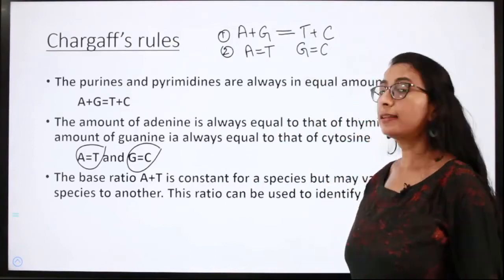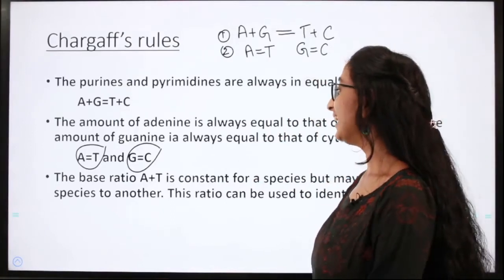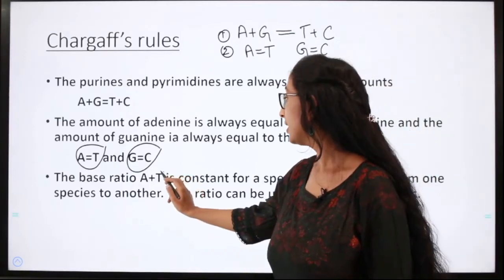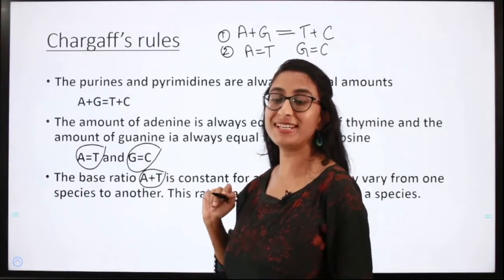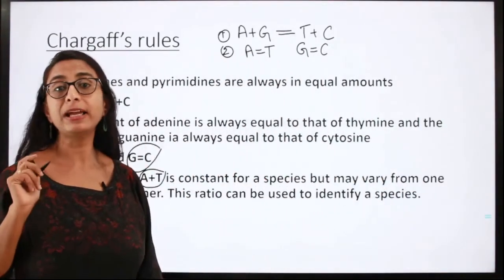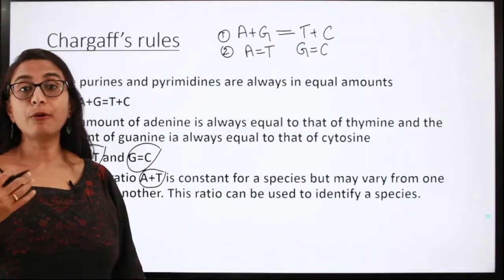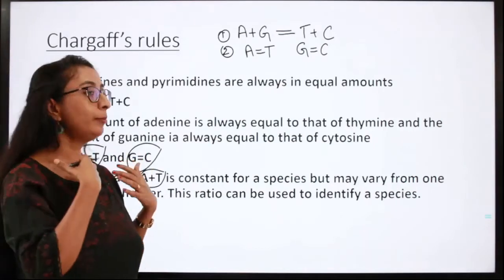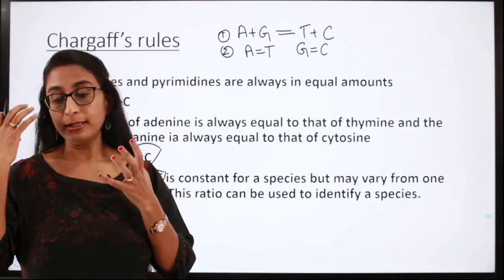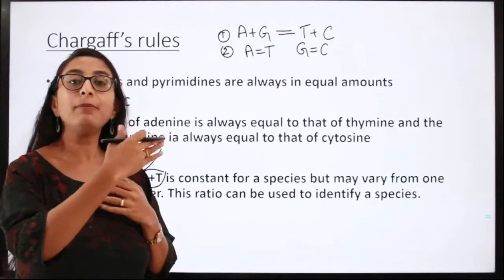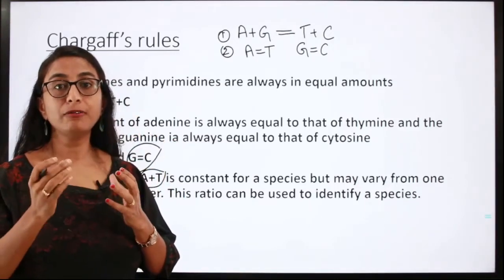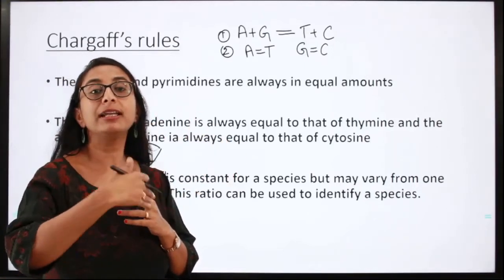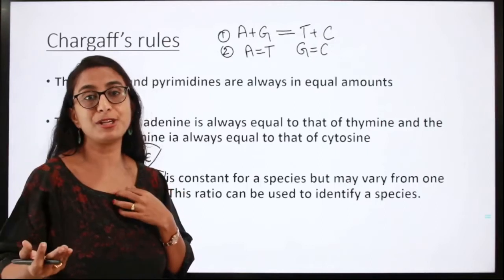Now moving on to the third rule of Chargaff's rule. It states that the base ratio of adenine and thymine, that is A plus T, is always constant for a species. However, it may vary from one species to another. Say for example, we all belong to Homo sapiens, isn't it? So the base ratio of A plus T will be same in all Homo sapiens. However, the A plus T will be different in a monkey, or it will be different in a dog or cat which belong to another species.